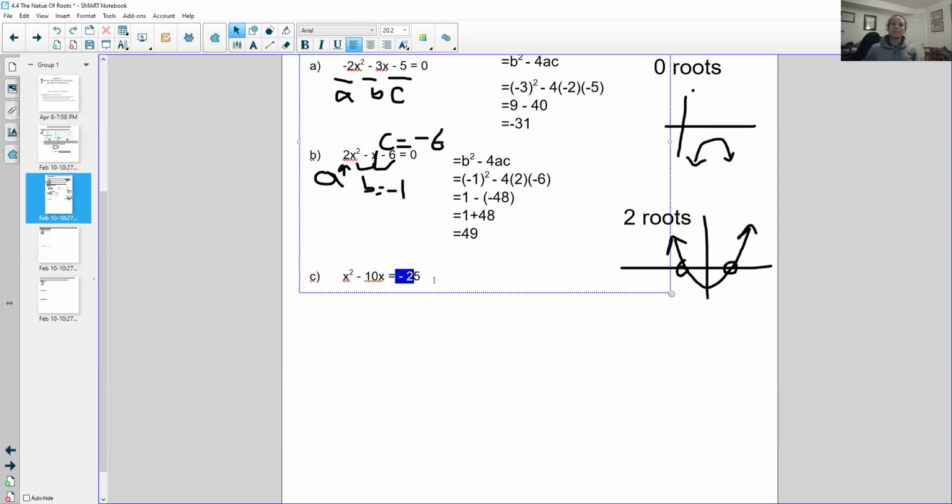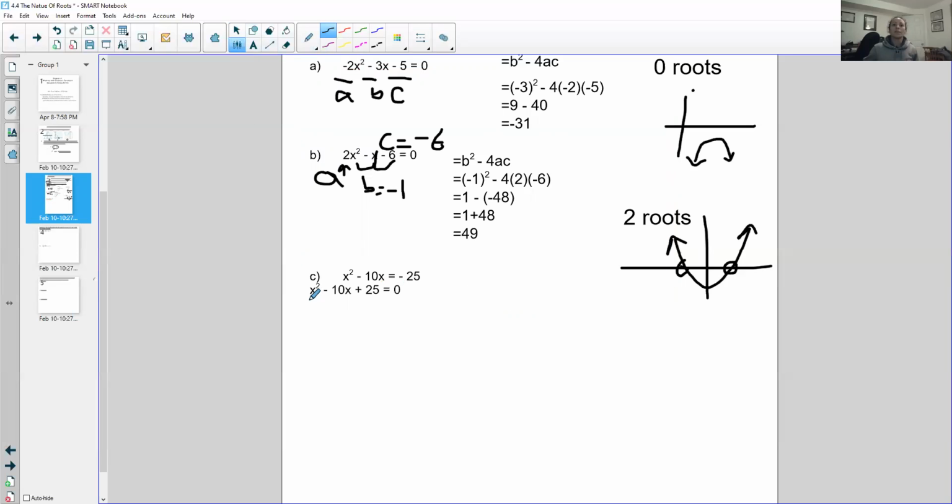Okay, all right, and looking at the last one, you'll notice that my -25 is on the other side of the equal sign. I can't have that, so I have to make sure that when I use my discriminant, just like when I was using my quadratic formula, I have to have a 0 on the other side of the equal sign. So I'm going to bring the -25 over. When you bring it over to the other side, it'll become positive because you have to add 25 to both sides. So this will be x squared minus 10x plus 25 equals 0.